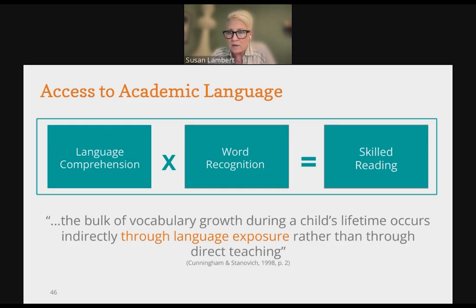So this is why this framework is so important, because if we don't get students access to this, they're never going to develop as academic thinkers.